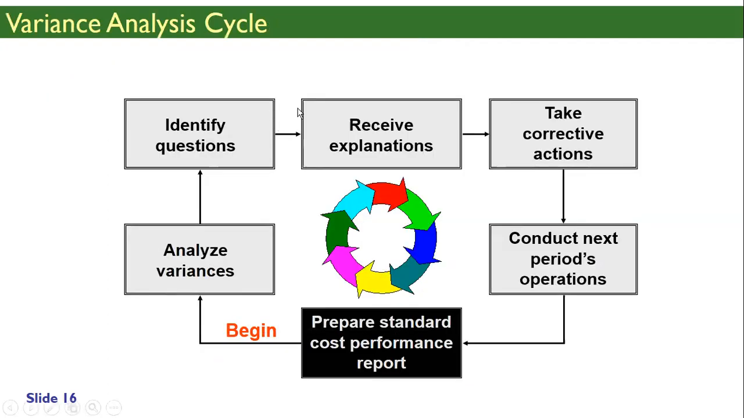So what we do is prepare a standard cost performance report, analyze variances, identify questions: what is the reason, what is happening, receive explanations from responsible people, take corrective action like change the equipment, conduct next year's operation, go to the next period, and then make the report again. So this is how it works.